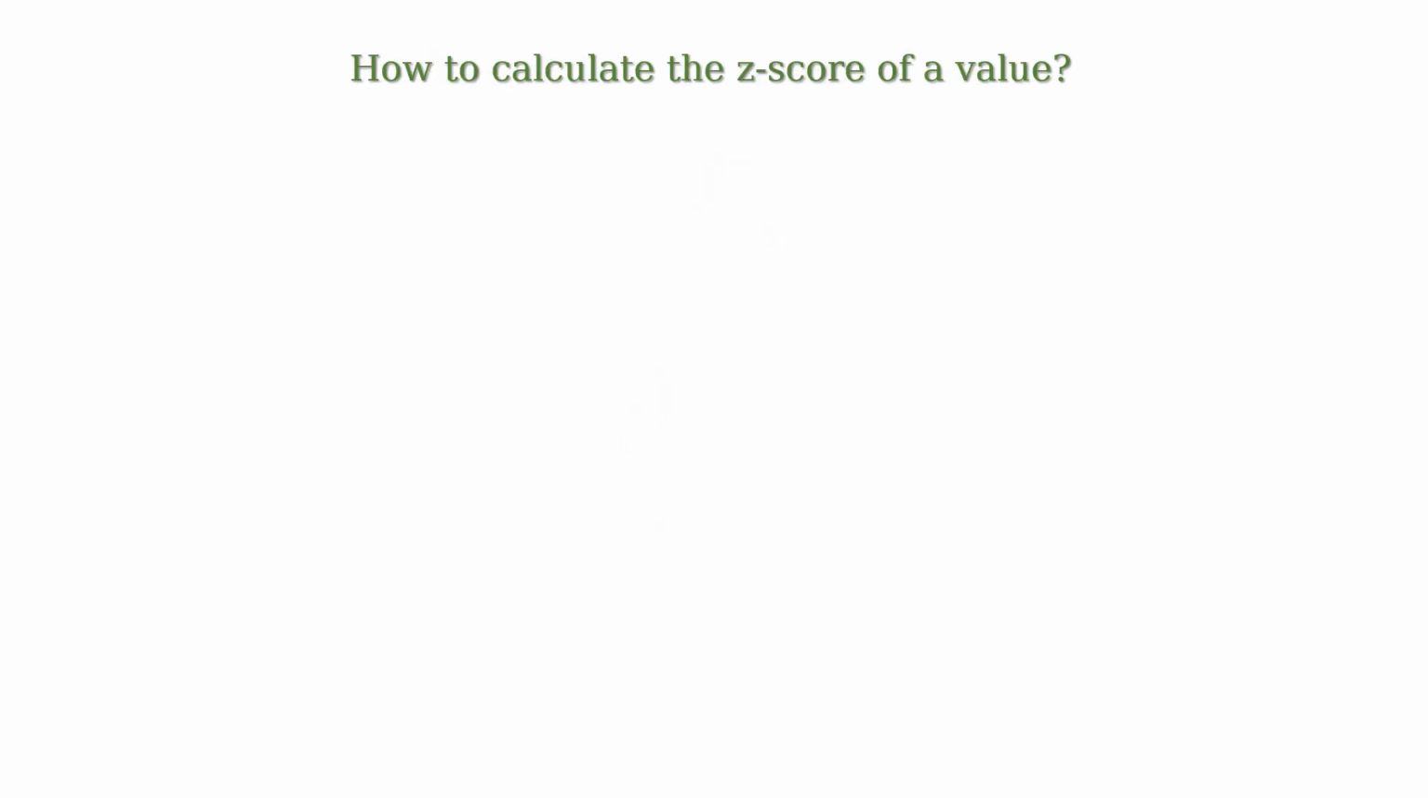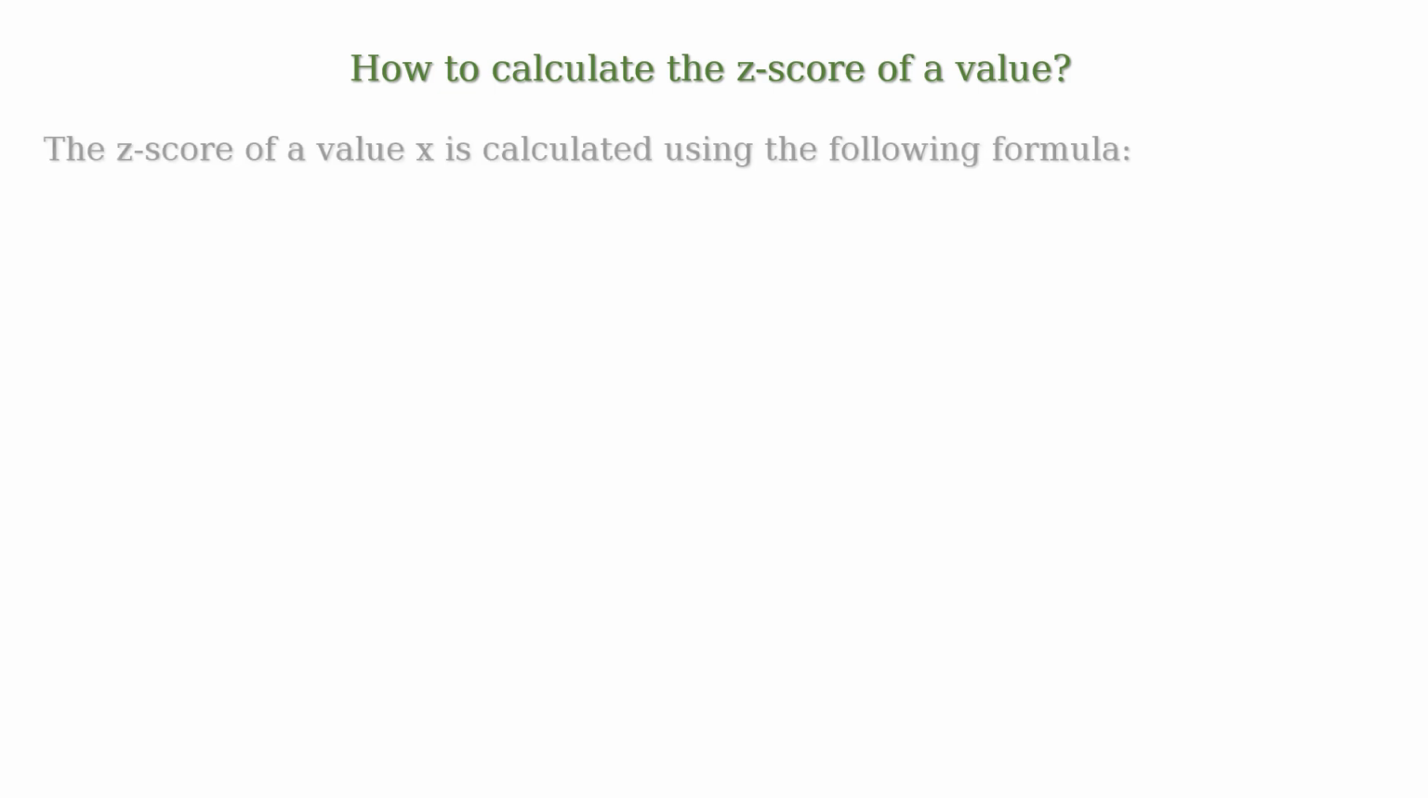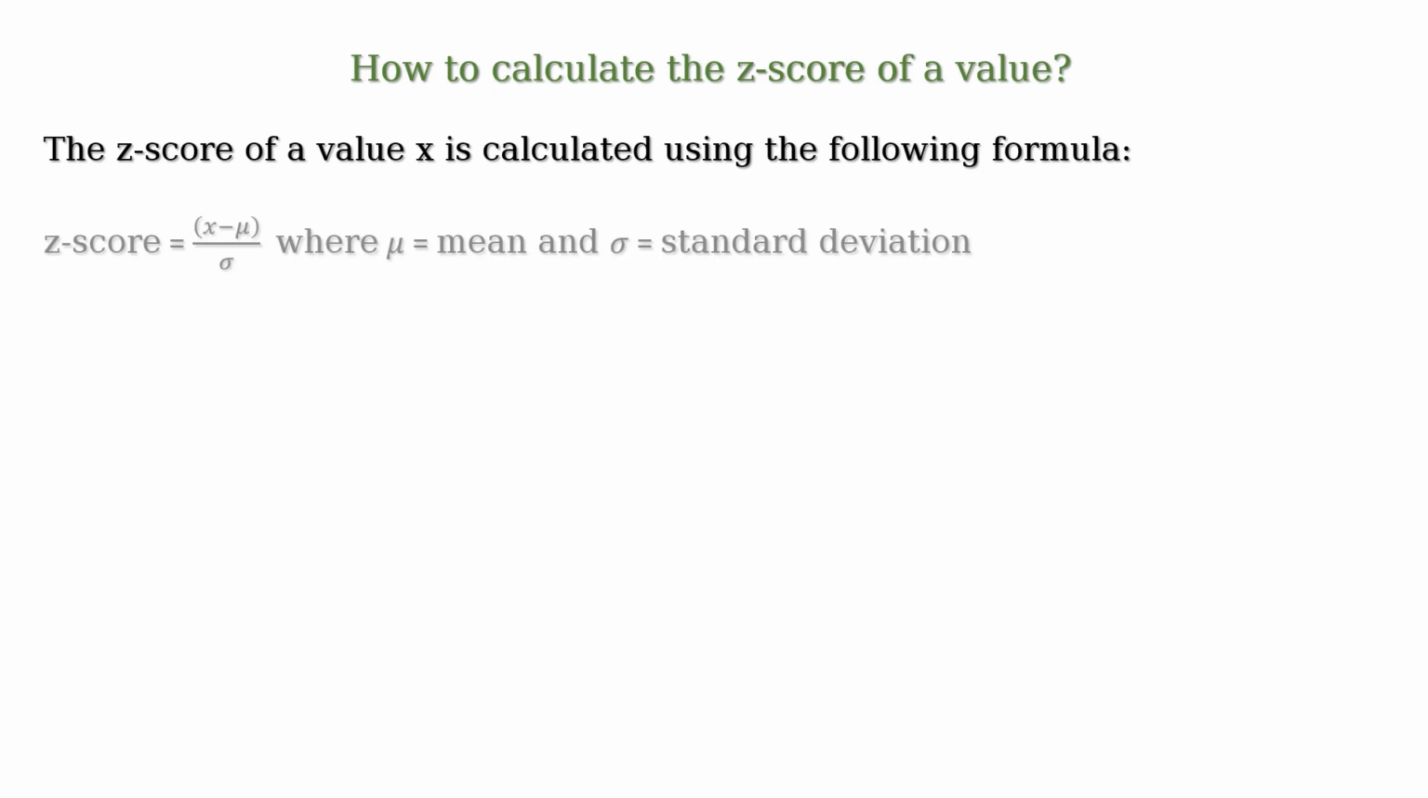How do we calculate the z-score of a value? The z-score of a value x is calculated using the following formula. Z-score is equal to (x minus mu) divided by sigma, where mu is the mean and sigma is the standard deviation of the data. Now, let's look at an example to understand z-scores in a better way.